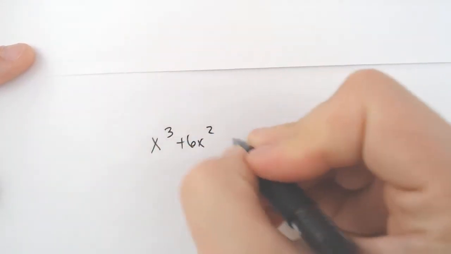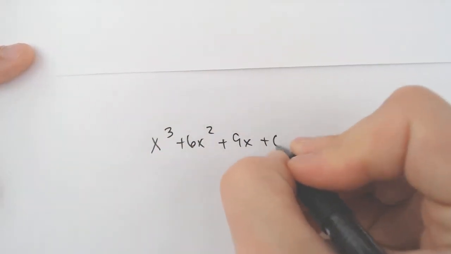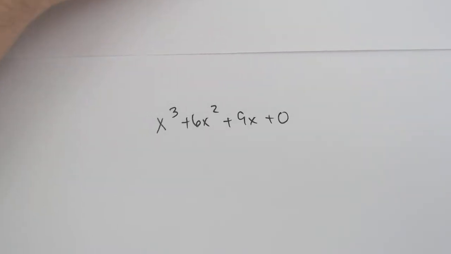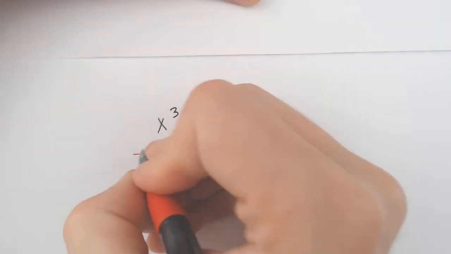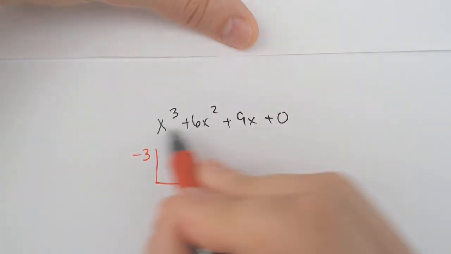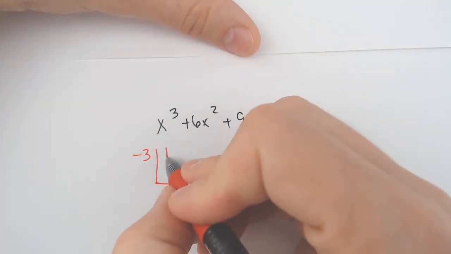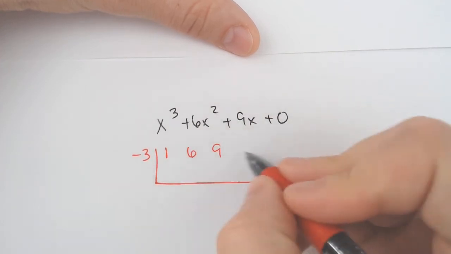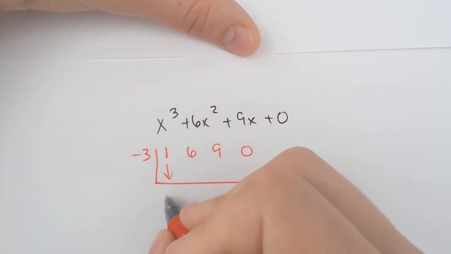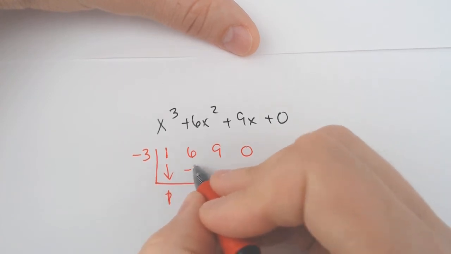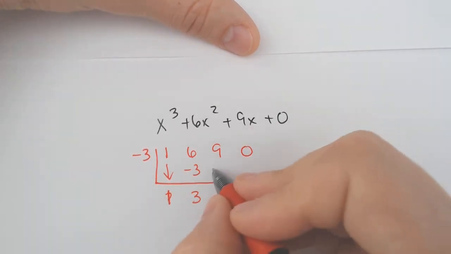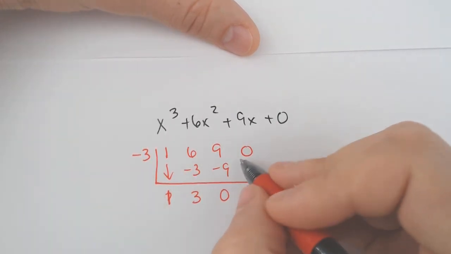So I'm going to get a separate sheet of paper. These do take a lot of paper. We got x to the third plus 6x squared plus 9x plus 0. I would guess that maybe 3 or negative 3. I'm going to go with negative 3 because all of these numbers are positive. The odds of a positive number zeroing something out go down significantly. 6, 9, 0. Let's see if negative 3 works. 1, negative 3, 3, negative 9, 0. We got a winner.